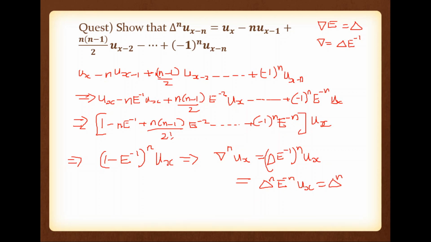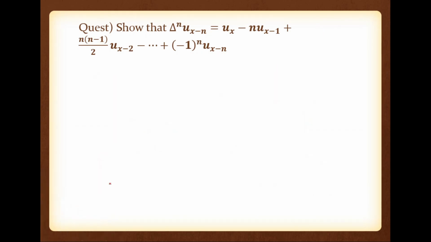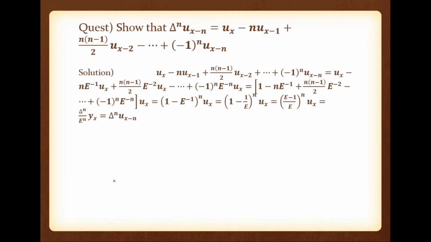What about e raised to minus n u of x? It is the nth previous data of u of x, that is u of x minus n. So the thing is proved. The delta raised to n u of x minus n equals u of x minus n, u of x minus 1, plus etc., plus minus 1 all raised to n, u of x n minus 1. So this is the proof.